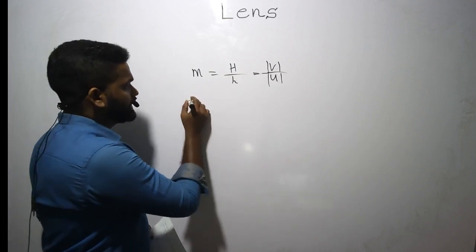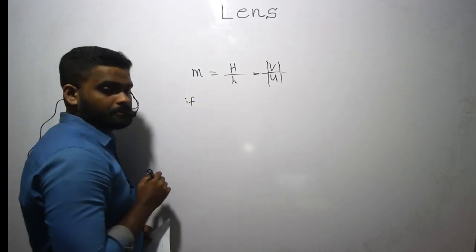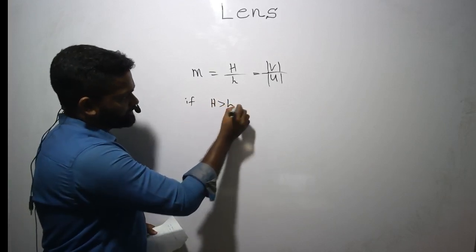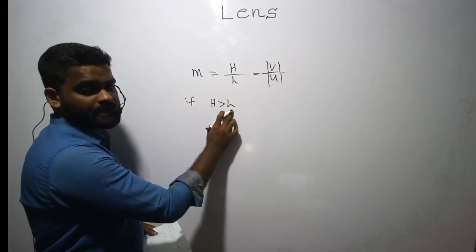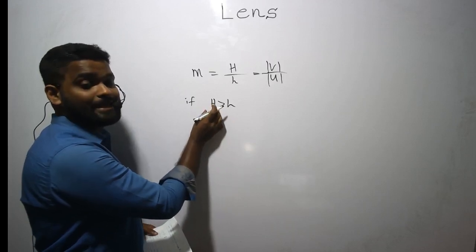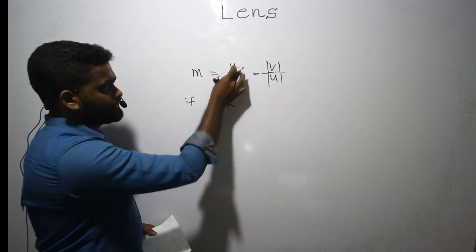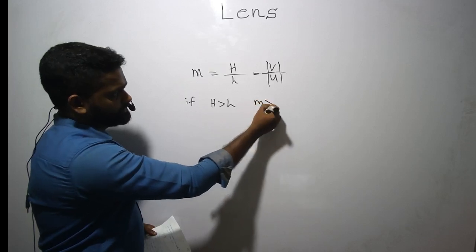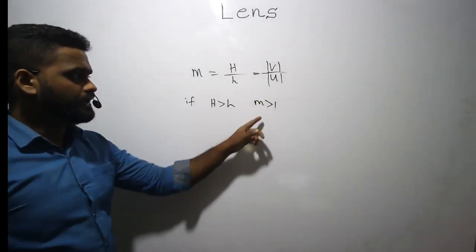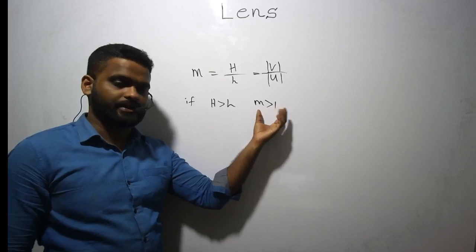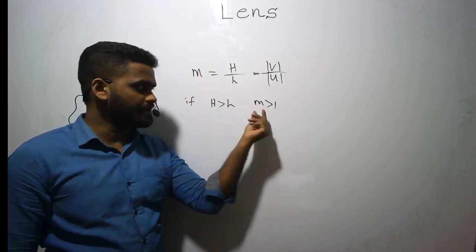Okay, take it down, and below you can say if capital H is larger than simple h. H means image height. The image is larger than the object. When you divide it, what happens? Linear magnification is greater than 1, right? It is greater than 1. If you don't understand, tell me.